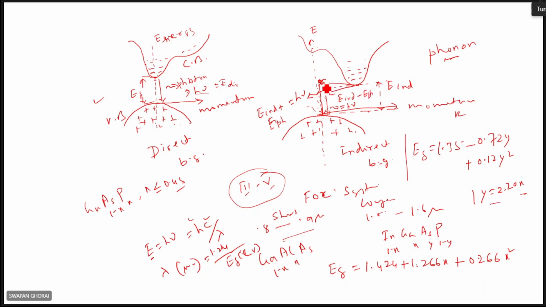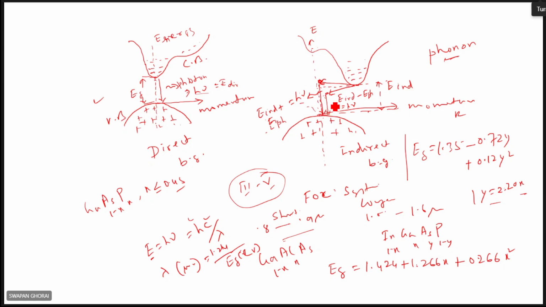Then from here to here, it will be E indirect plus E phonon, whenever there is a transition, right? But it can also be less than this E indirect, so it can be E indirect minus E phonon. If you consider this point, then it is the photon energy h nu. So in this case, a third particle must participate in the process to conserve momentum.